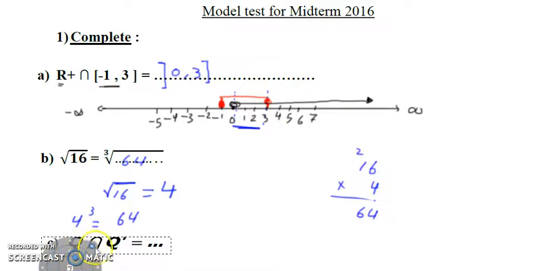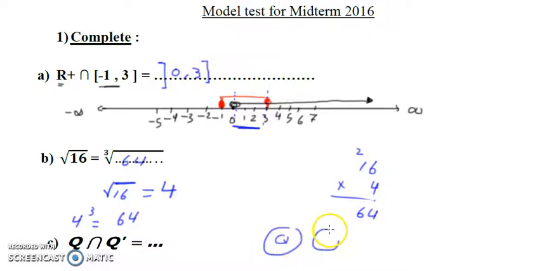the intersection between Q, which is the rational numbers, and Q dash, which is the irrational numbers. So there is no intersection between Q and Q dash, because this is Q and this is Q dash, and there is no intersection between them. The union of them gives the set of real numbers. So the intersection between the two sets is the empty set.